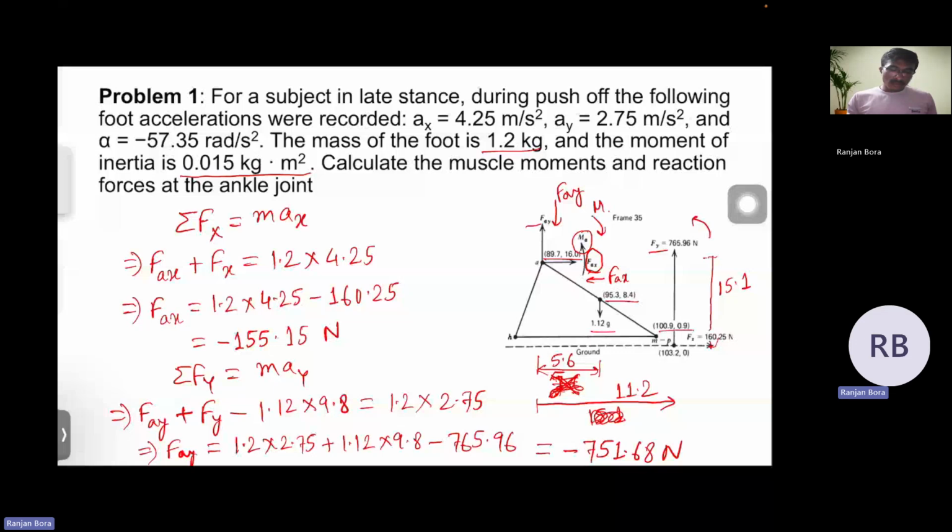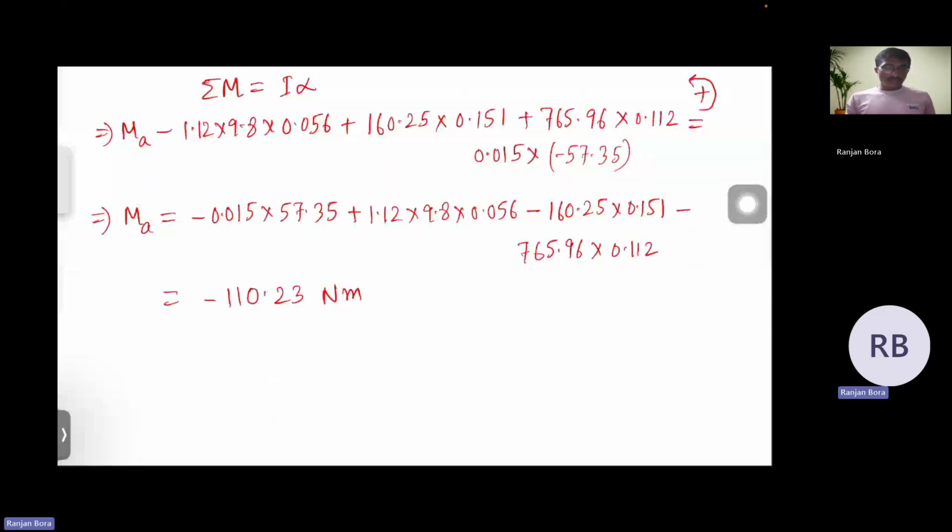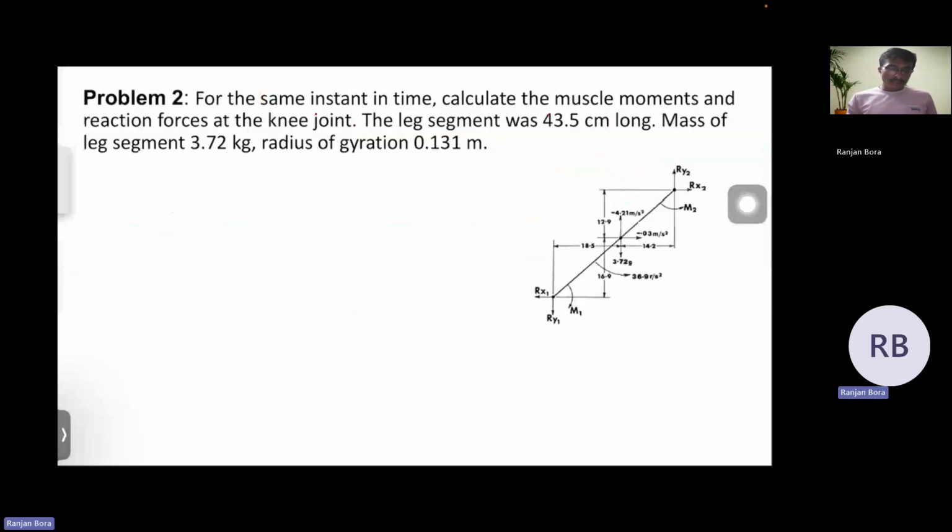So now there is this problem 2, which is: for the same instant of time, calculate the muscle moments and reaction forces at the knee joint. The leg segment was 43.5 centimeter long. Mass of the leg segment is 3.72 kg. Radius of gyration is 0.131 meter. Okay, it is the ankle joint, and it is the knee joint.